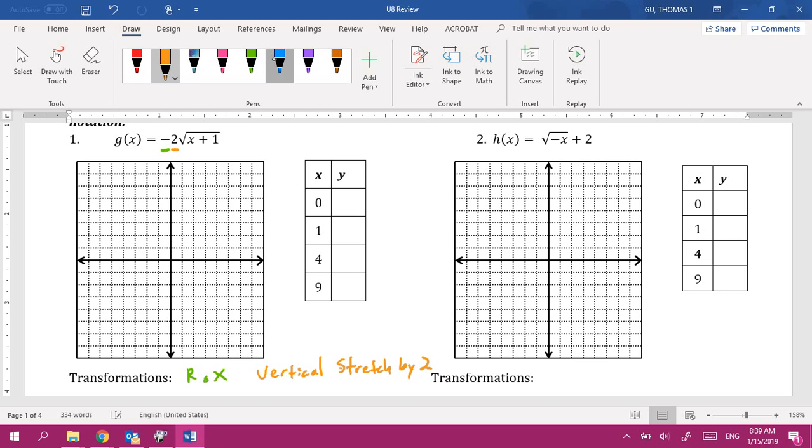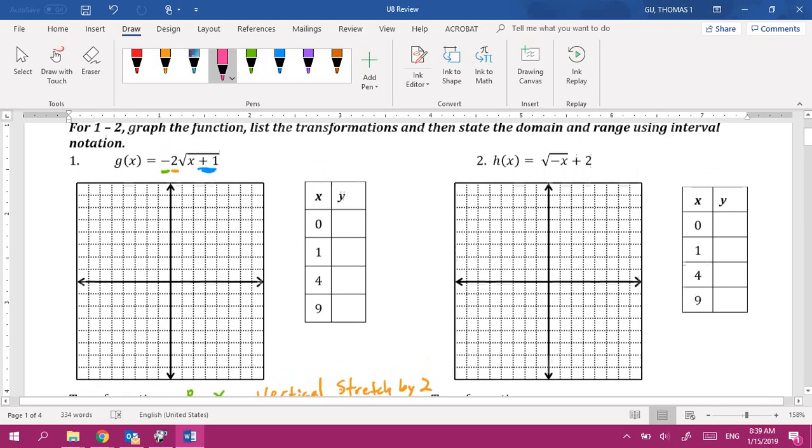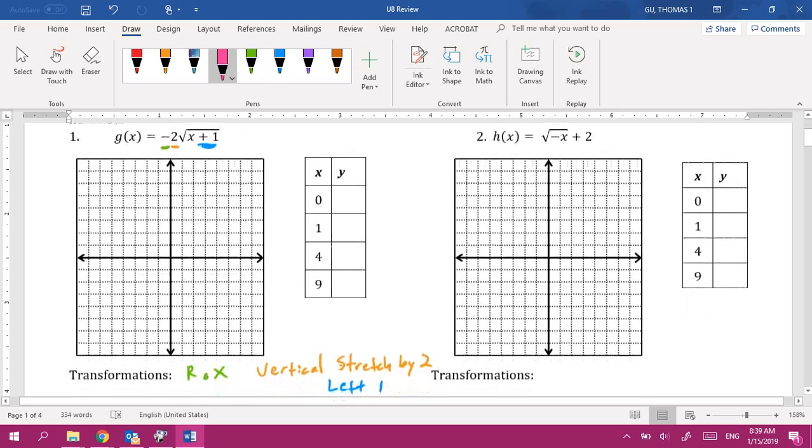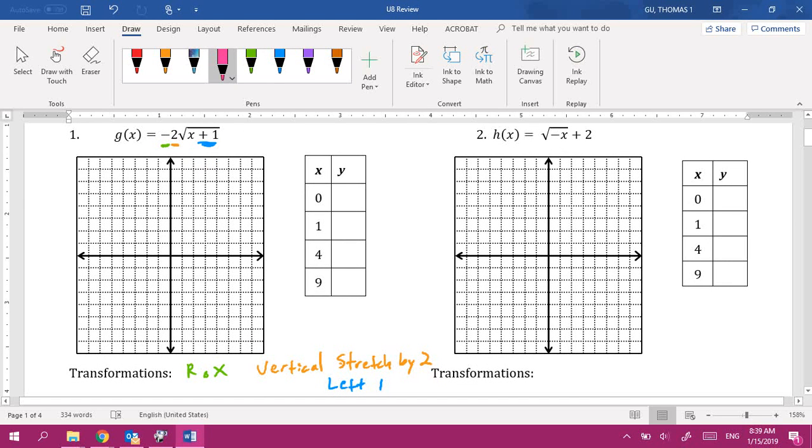And then lastly, right here, we see the +1 on the inside. What does that tell us? Left 1, very good. Okay, so now we've listed the transformations. So now we have to graph it, and using the table to get our points is a good technique here. So let's get the parent function points.